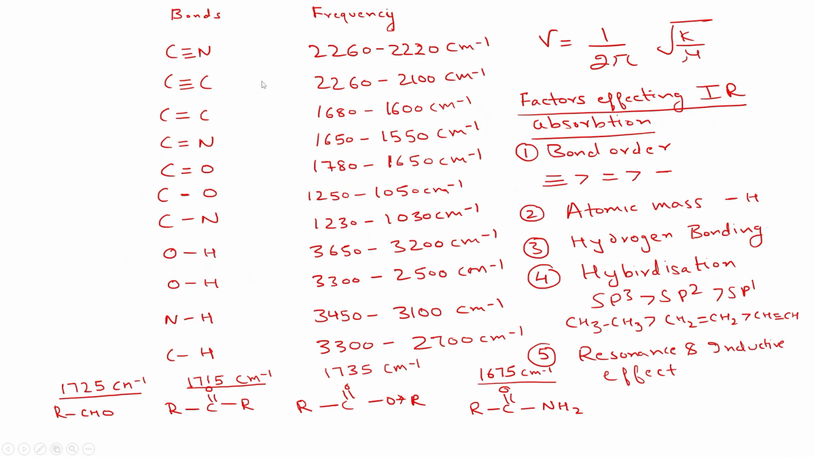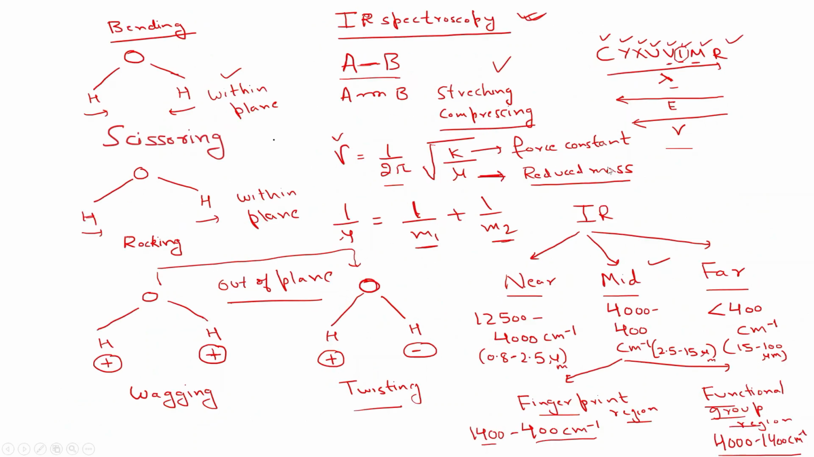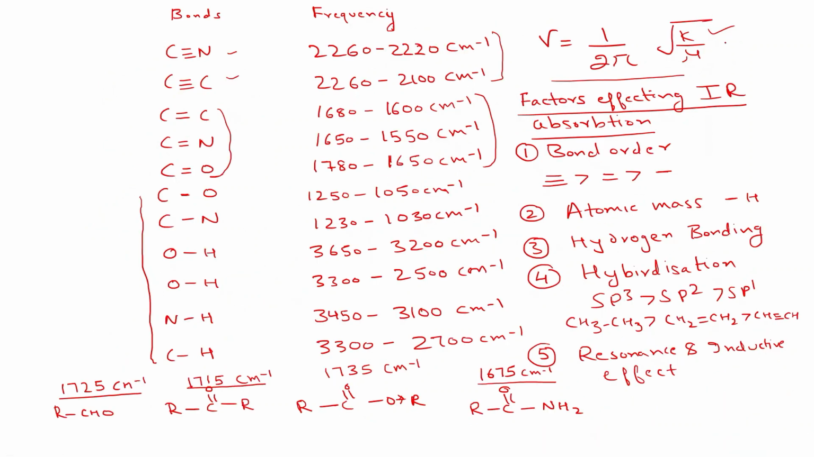Now if we see some of the bonds and their vibrating frequency, here we can see that these two are triple bonds, and they vibrate at a higher frequency as compared to the double bond, which in turn vibrates at a higher frequency as compared to the single bonds. The point I want to tell you is that triple bonds are stronger, so they vibrate at higher frequency, as indicated by this formula, because they have a higher force constant, also called the spring constant.